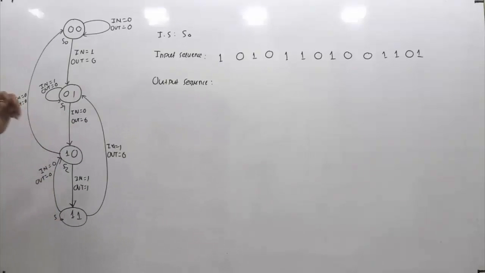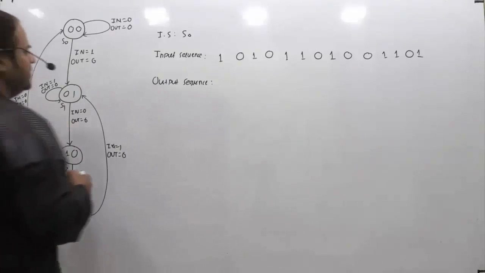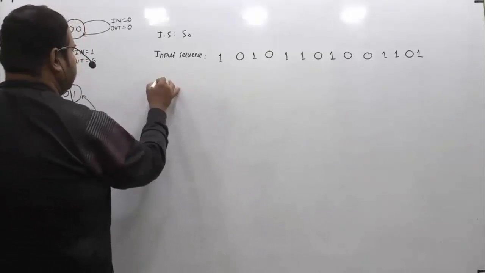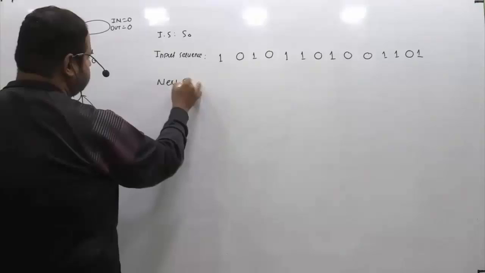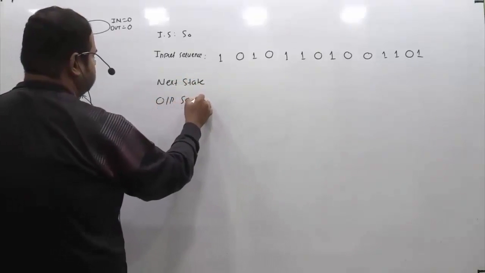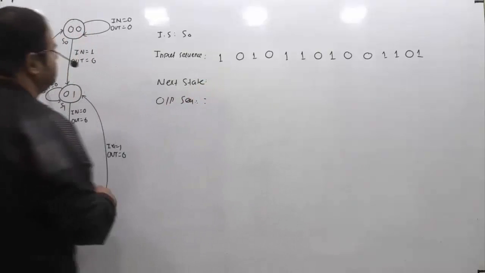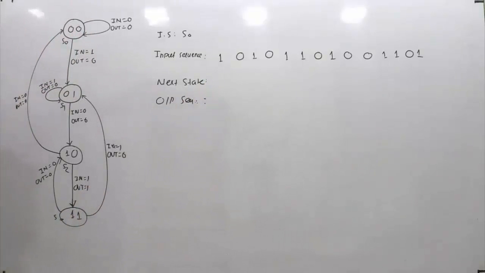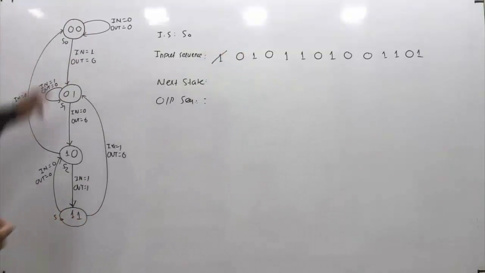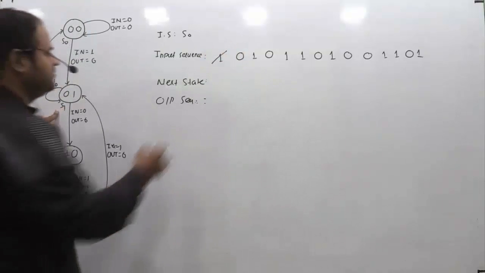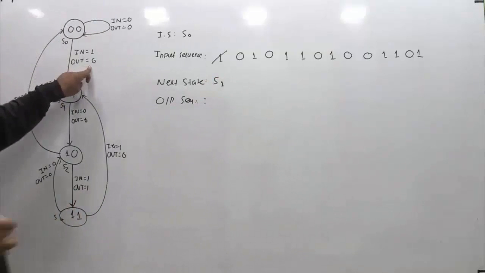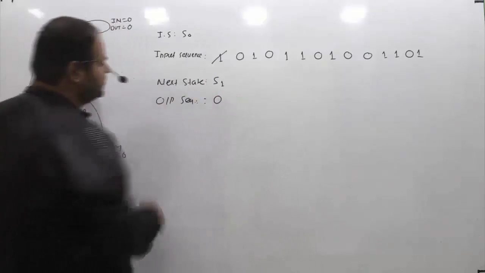Okay. So if the present state is S0, what is the next state? I'm making one more column for the next state, and then I'm writing here the output sequence. All right. If the present state is S0 and I am giving the input equal to 1, it comes to state S1. And when it comes to state S1, the corresponding output we are getting is 0.